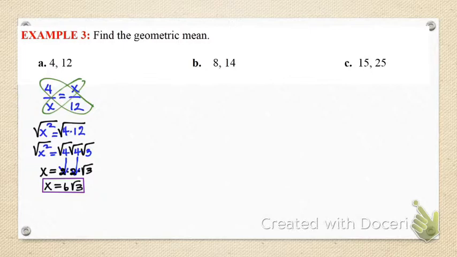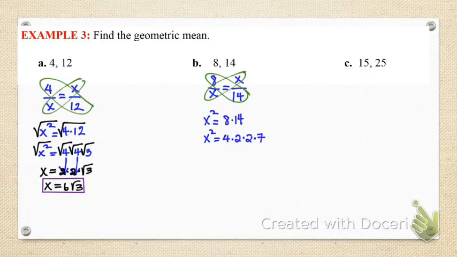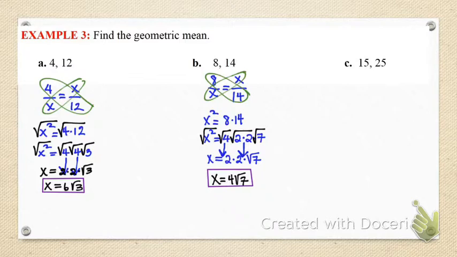Okay, let's try it again. Let's find the geometric mean of 8 and 14. So set up your proportion. 8 and 14 are your extremes, the smallest and the biggest number. X is your mean, right, in the middle. So cross multiply. Do not bother multiplying 8 times 14. Instead, break everything into pieces and take the square root. So just like last time, right, we're going to do the square root of 4 and the square root of 4. We're going to get x equals 2 times the square root of 7, and we get x equals 4 root 7.